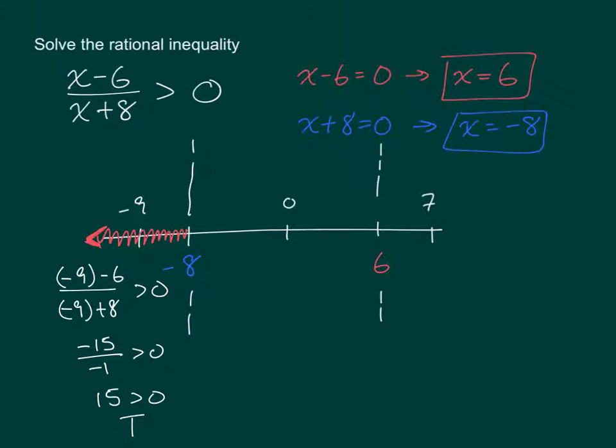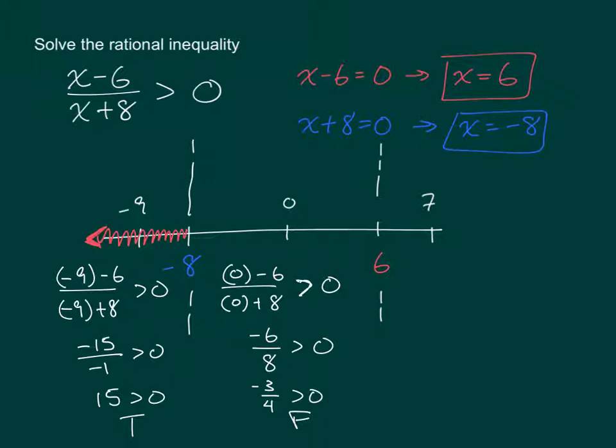In the middle, I picked 0 for the test value, and then I will evaluate the inequality at 0 to see if it is true. So in the numerator, negative 6, in the denominator, positive 8, bigger than 0. That simplifies to negative 3 over 4 is bigger than 0. And that is false. So there will be no shading happening between negative 8 and positive 6.